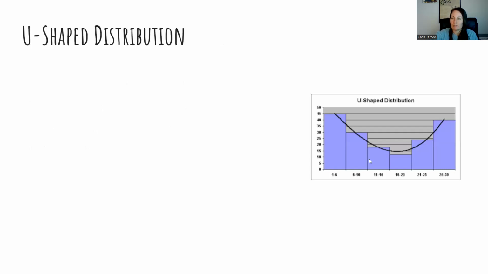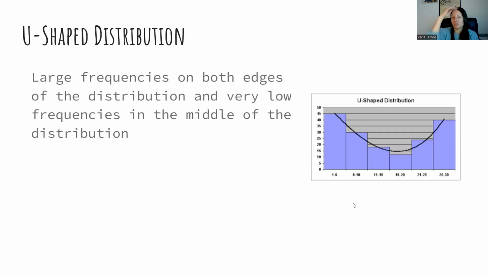We also have a U-shaped distribution here. I found an image that has bars and kind of drew the shape over the top. This is where we see large frequencies on both of the edges of the distribution and very low frequencies in the middle.